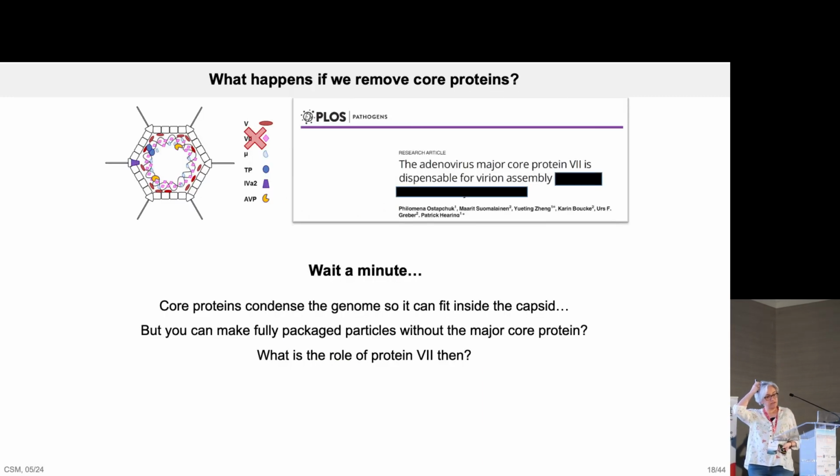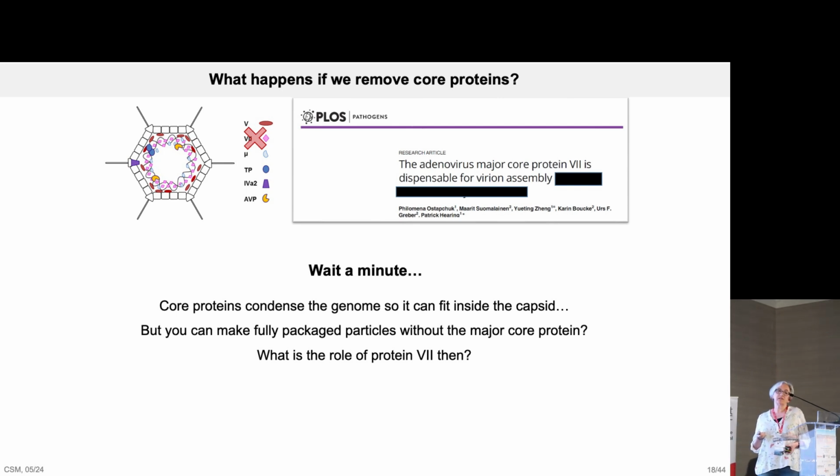So after these results, we started wondering, okay, so we have 3 core proteins. What's the specific role of each one? And we started looking at particles without each one of the core proteins. And first we looked at particles without protein 7, which is the most abundant of the core proteins.